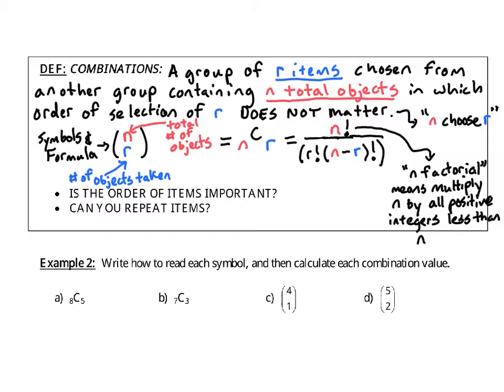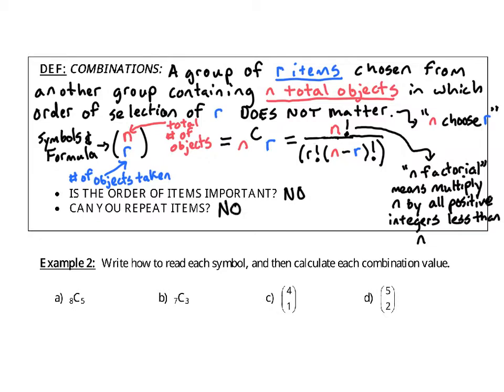And the last note for combinations is when you're using this counting method, if you're going to use this formula, it can only be used when the order of selection is not important and when you cannot repeat an item, meaning you can't select the same item twice.